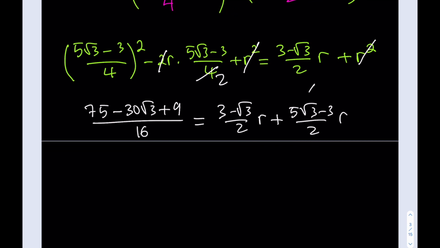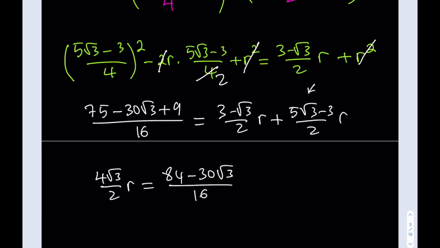Let's write this on the left hand side by adding the numerators. I should be getting 4 root 3. By the way, the negative 3 and the positive 3 cancel out, so that's nice. 4 root 3 over 2 r is equal to 75 plus 9 is 84 minus 30 root 3 over 16. Of course, I can simplify this more. I can cross cancel like this. That's going to give me 2 root 3.